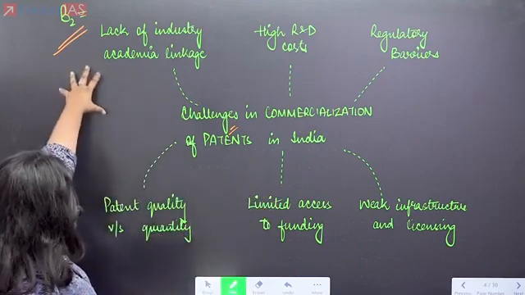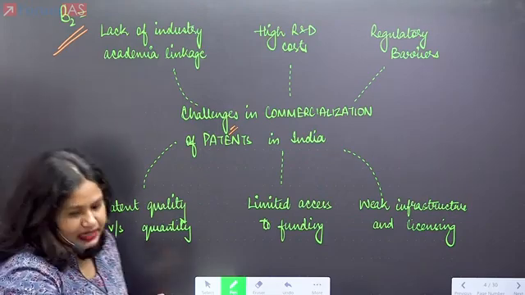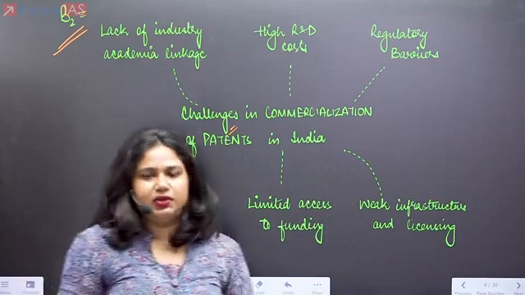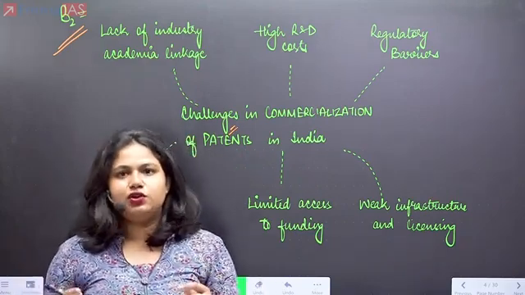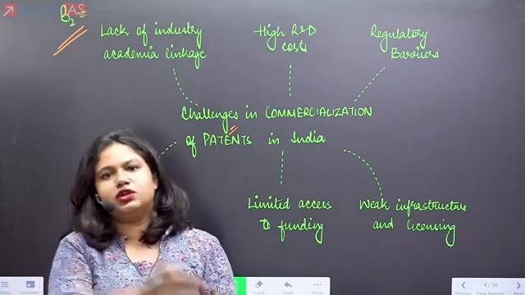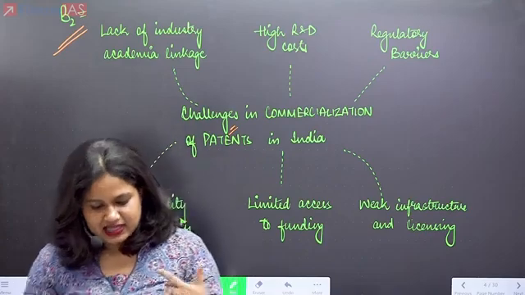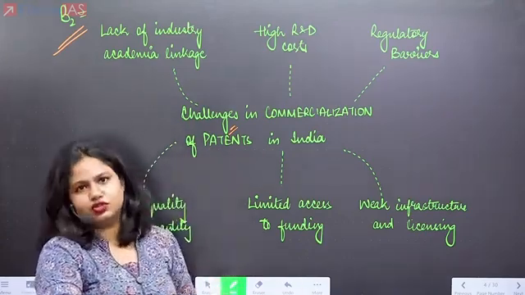Challenges in commercialization of patents. Number one challenge is the lack of industry and academia linkage, right? There is a disconnect between institutions and the industry, because of which the academia is not able to create the products that the industry needs, and the industry, despite a lot of need, is not able to invest in projects that it needs.